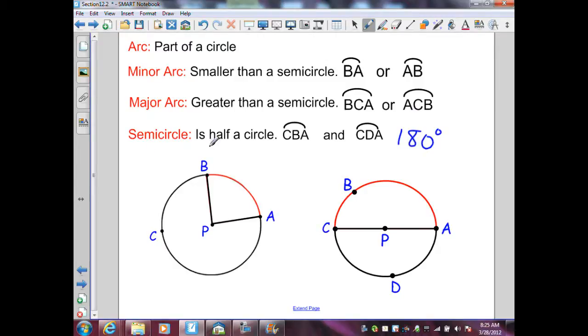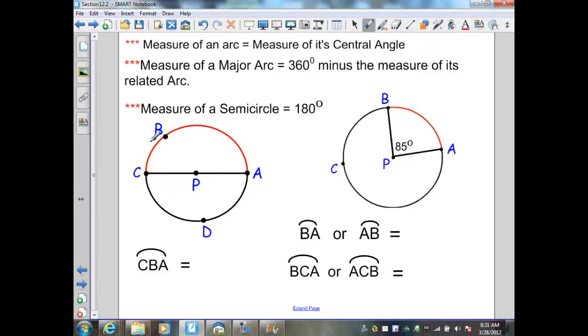A semicircle is half the circle, and in this diagram, as mentioned before, I have 2 semicircles. Here I have CBA, which we know is 180 degrees, and I have a semicircle CDA, which is also 180 degrees. The sum of those two would be, of course, the sum of the central angles of my circle, which is 360. When we measure an arc, we measure it in degrees. The measure of an arc equals the measure of its central angle. And the measure of a major arc is equal to 360 degrees minus the measure of its related arc.